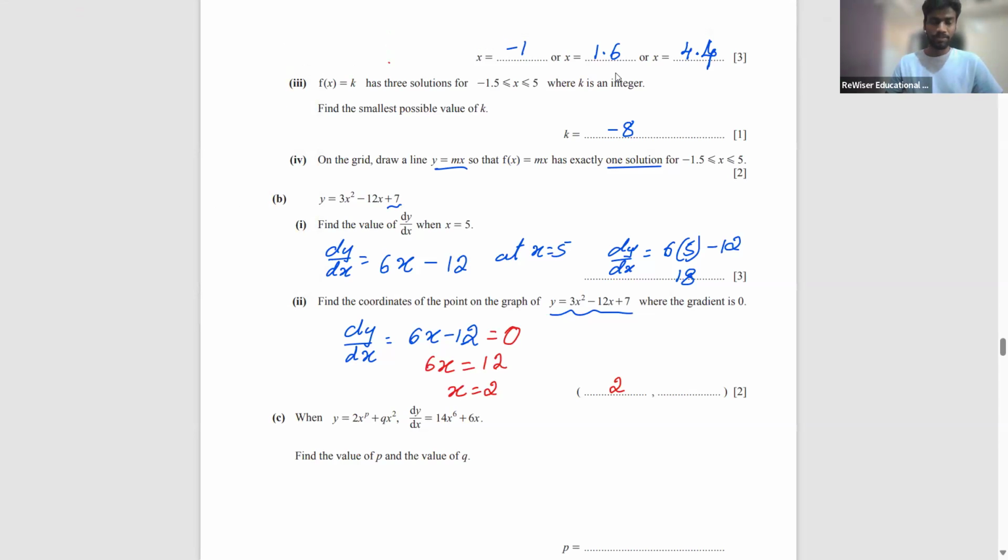When the x coordinate is 2, we need to figure out what the y coordinate is as well. When x is 2, y is going to be 3 times 2 squared minus 12 times 2 plus 7. Which is nothing but 3 times 2 squared, which is 3 times 4, which is 12, minus 12 times 2, which is 24, plus 7. And this is going to give us the result: minus 12 plus 7, which is nothing but minus 5. And this is the answer.